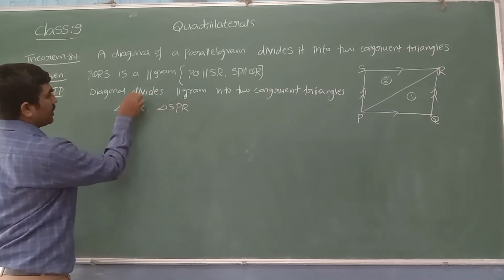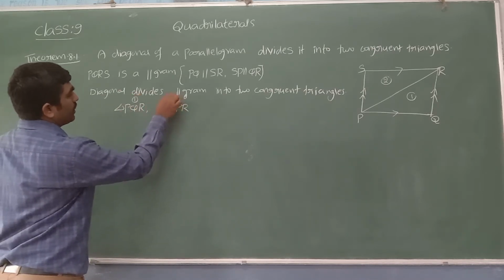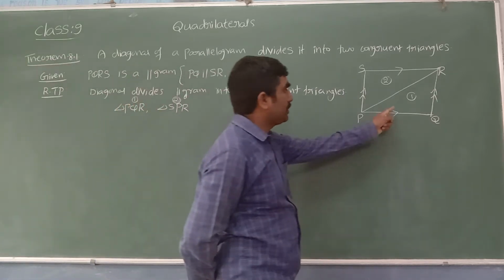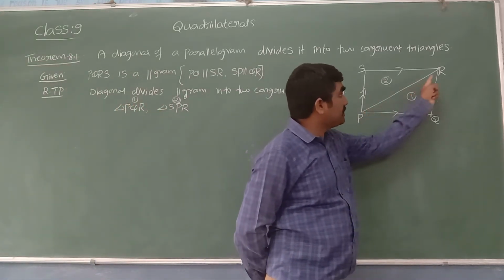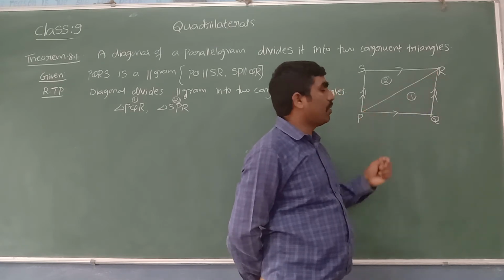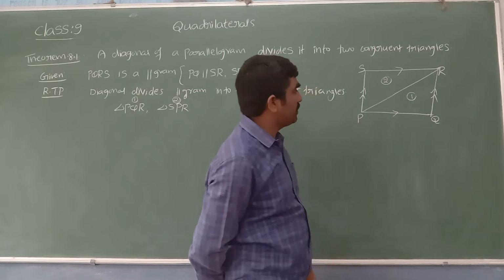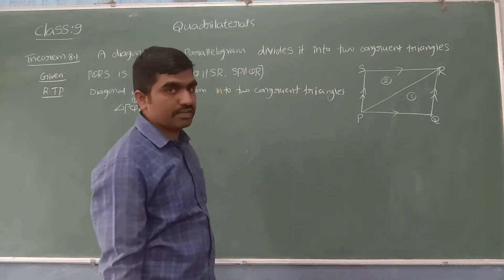I took the first triangle as PQR and the second triangle as SPR. Now let us see the equal parts. In both triangles, PR is the same. PR is the common side for both the first triangle and the second triangle. Any common angles? Any equal angles?